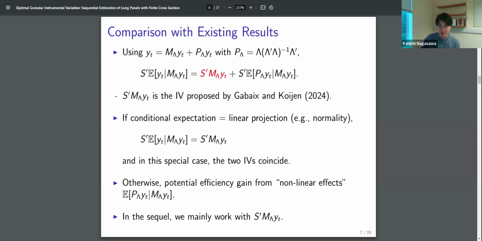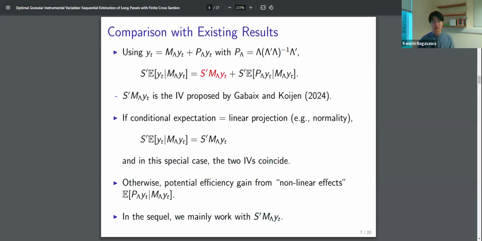But I should also make a remark about this first part, what we call the linear instrument. It is nice in the sense that once you know lambda, the factor loadings, you can just calculate it from the data. Whereas for the nonlinear part of the instrument, you need to estimate the conditional expectation. So there's an additional step before you can implement this optimal instrument. There's that trade-off. This is work in progress, and we are currently working on analyzing this nonlinear term more. But for this talk, in the remainder, I'm mainly focusing on this linear instrument.